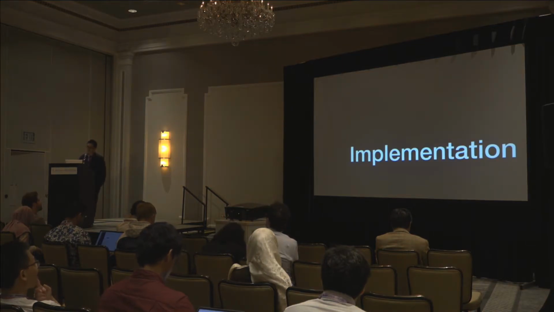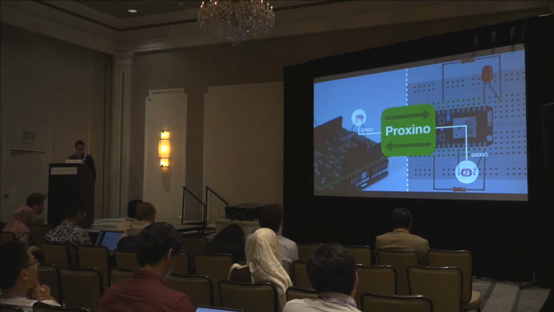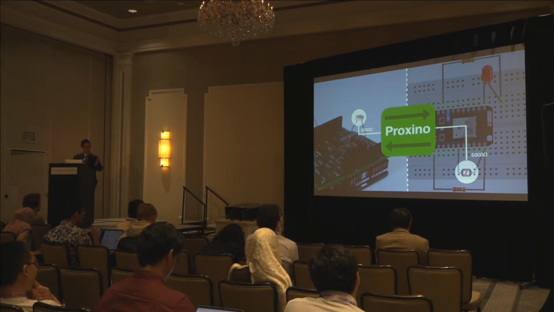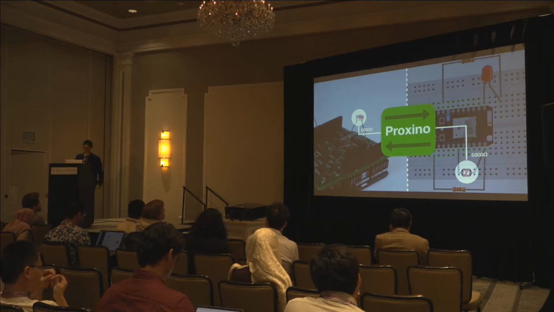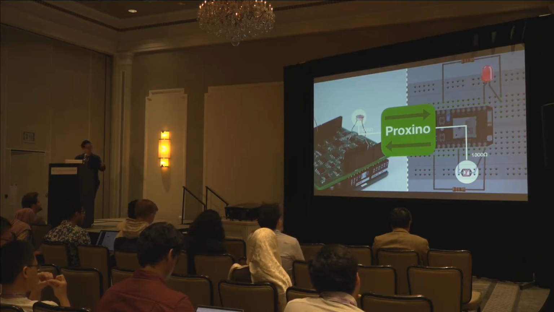Next, I will describe some of the details about how we implement Proxino. At a high level, Proxino updates the electrical properties of virtual components with those of physical components. This means, for example, that the resistance of a virtual photoresistor is updated with the resistance of the physical component. So any change in the real environment is then reflected in the virtual component. In this way, it runs as a real circuit.